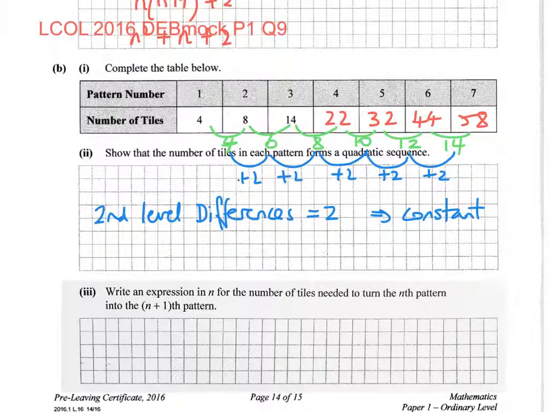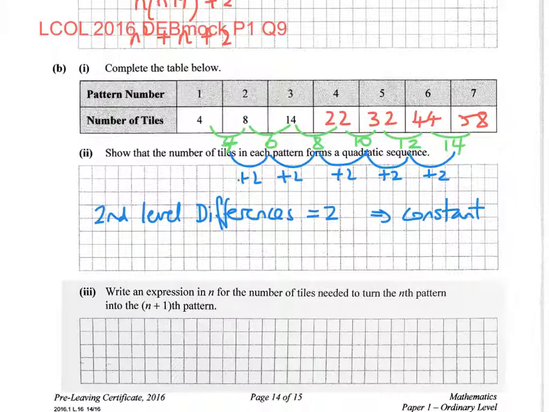Part 3, we're asked to describe the number of tiles needed to turn the nth pattern into the nth plus 1 pattern. So for any pattern you've got, how do we turn that 14 into 22 or this 32 into 44? How do we turn it from one term to the next? Okay, so you can see here, if you look at the green numbers, 4, 6, 8, 10, 12, 14, we add on 4, we add on 6, we add on 8, add on 10. They're the numbers that they're interested in.